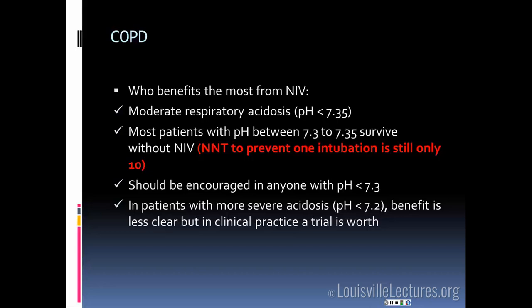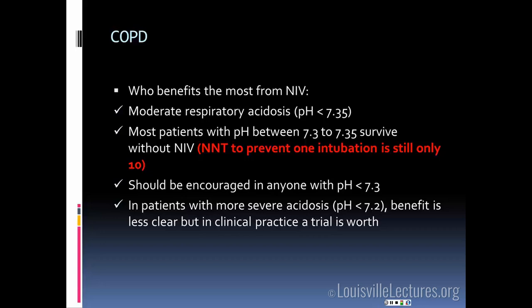But one thing that is very important when you talk about non-invasive ventilation is that you need close monitoring. It's not good to put a patient with acute respiratory failure on non-invasive ventilation, leave that patient for a couple of hours, and then go back to reevaluate the patient.